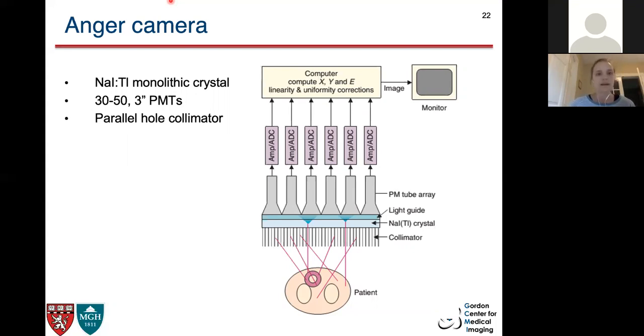Okay, so this is the basic concept of the gamma camera. It consists of, we see here, a sodium iodide scintillator crystal that's coupled to an array of photomultiplier tubes. And we have the patient here with some distribution of radioactivity inside the patient. As we talked about, we need a collimator in the SPECT system so that we can determine the direction of the origin of the gamma ray.